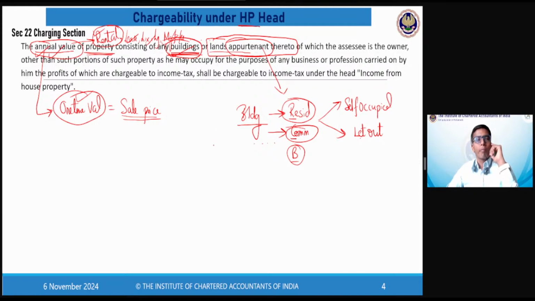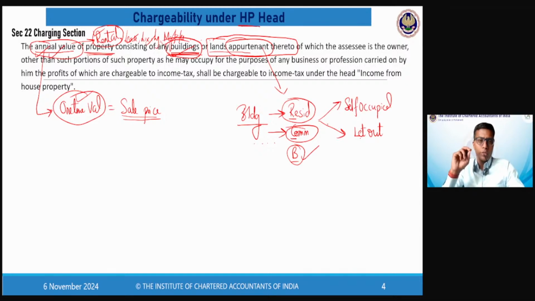Good. Majority of you have given the correct answer. It is rent of both the buildings. Now see why this question becomes pertinent, because many times the confusion is created by the heading of the head itself, which says income from house property. And in general, when we say house, we visualize our home.